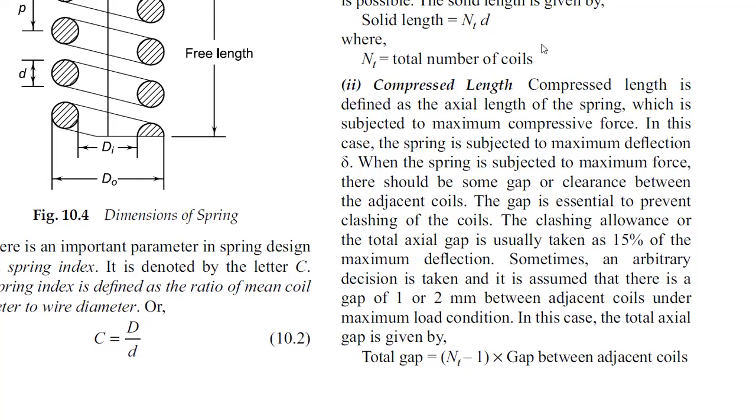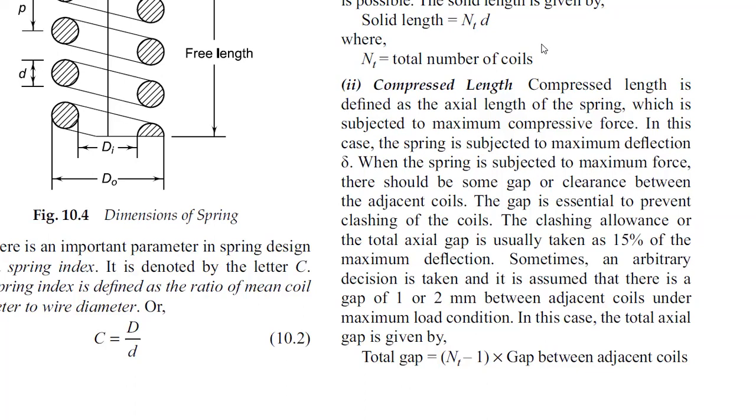This gap is essential. It is very much required to prevent the clashing of the coils. And the clashing allowance, or the total axial gap, is considered as approximately 15% of the maximum deflection, right? Sometimes an arbitrary decision is taken and it is assumed that there is a gap of 1 to 2 mm between the adjacent coils under the maximum load condition.